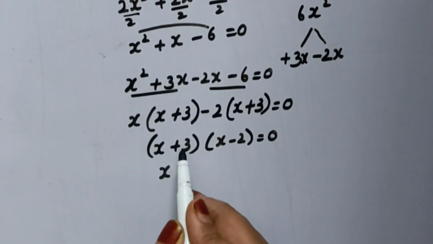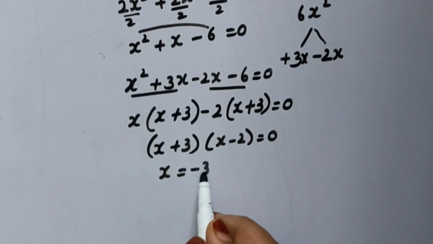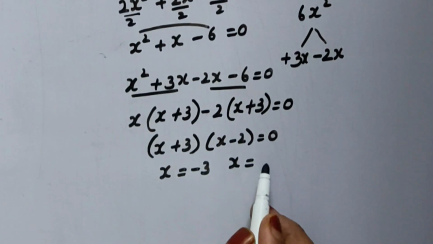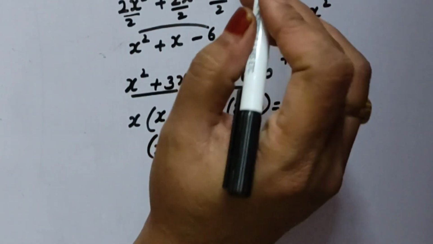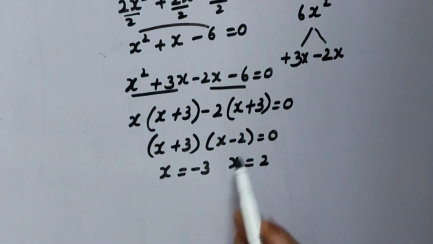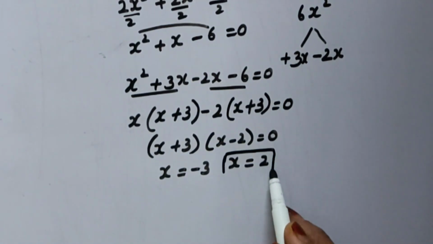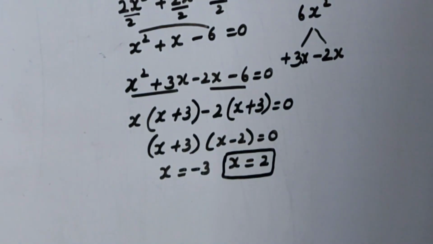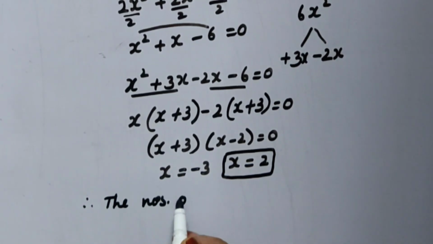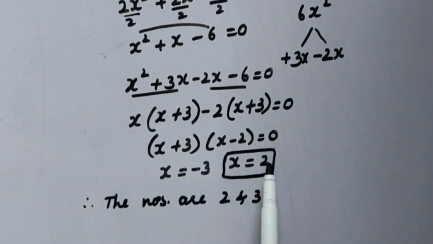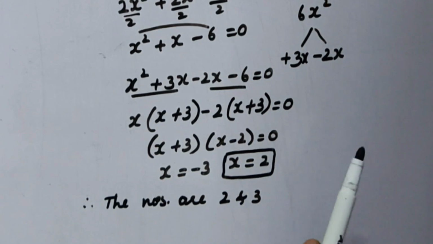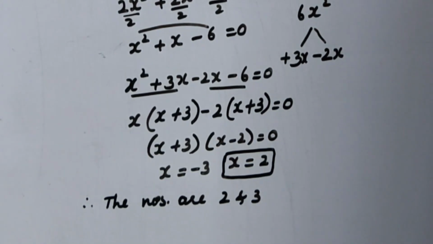Now we have got x equals to, if it is plus 3, we write minus 3. x equals to minus 2, we'll write as plus 2. So as it is positive integers, we will consider x as 2. Okay, so therefore the numbers are 2 and the next number is 3, because 2 plus 1 will be 3. Hope this is clear.